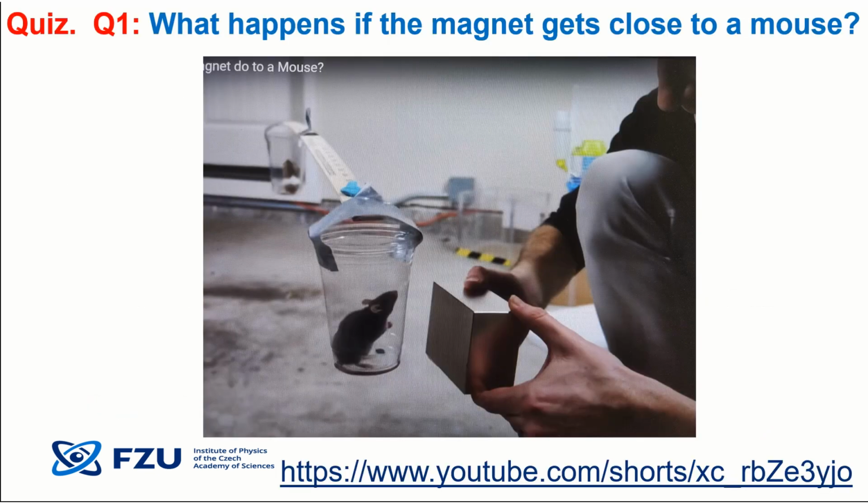Let me start with a quick quiz. What happens if you put a magnet near a mouse? Right, the mouse is diamagnetic and therefore it gets pushed away with force F.